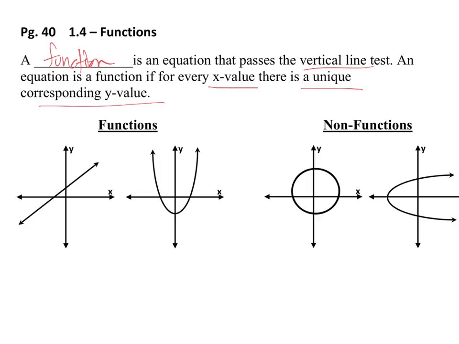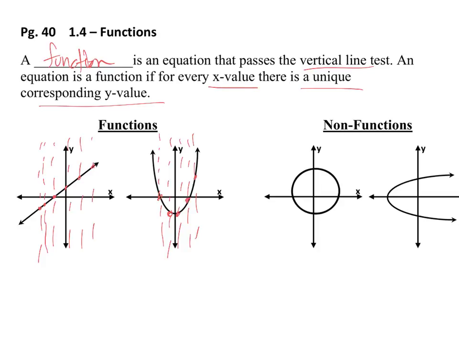All right, so looking at this first graph here, if you draw vertical lines, wherever you draw a vertical line, it only passes through one point of the graph. That means the graph is a function. All right, same thing here. Wherever we draw a vertical line, it passes through one point of the graph. So that means it's a function.